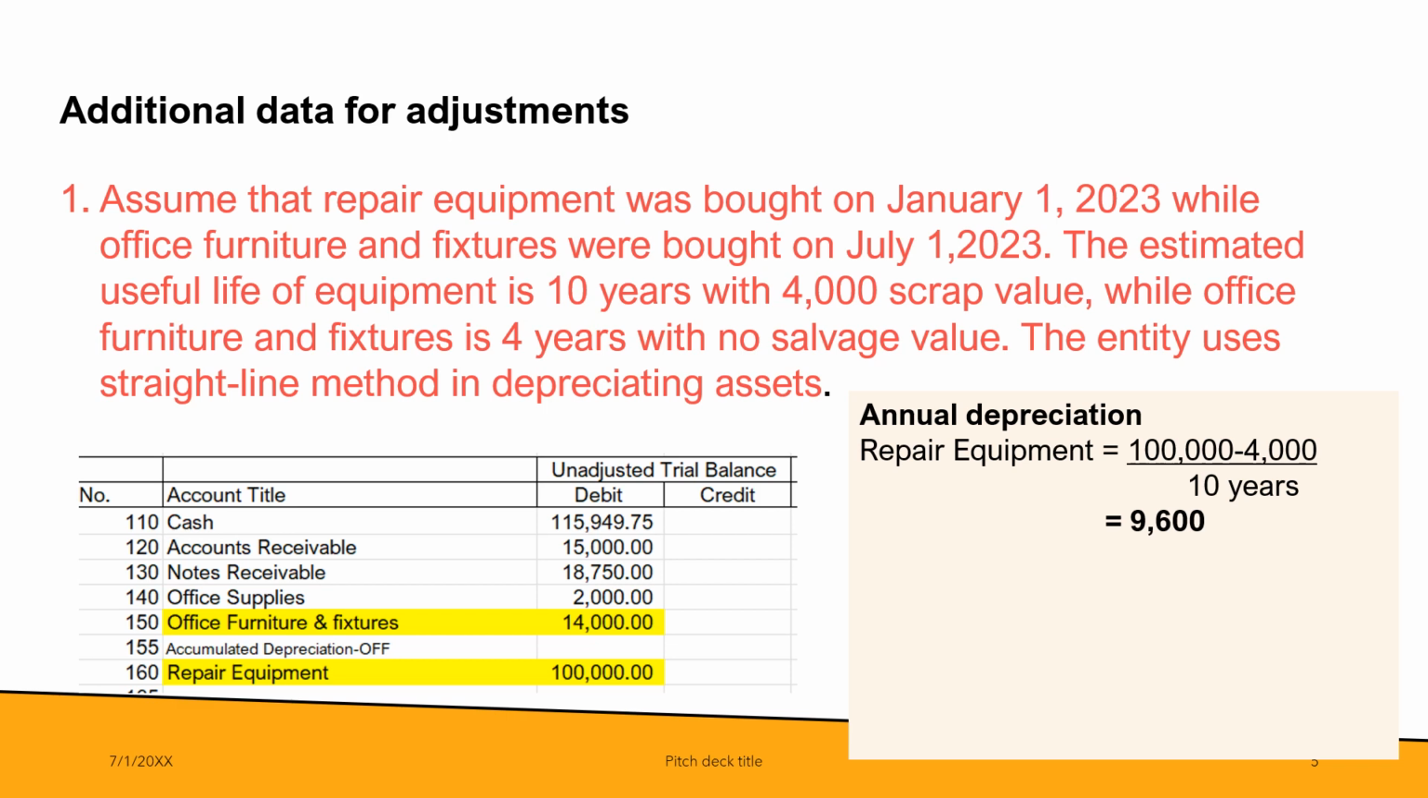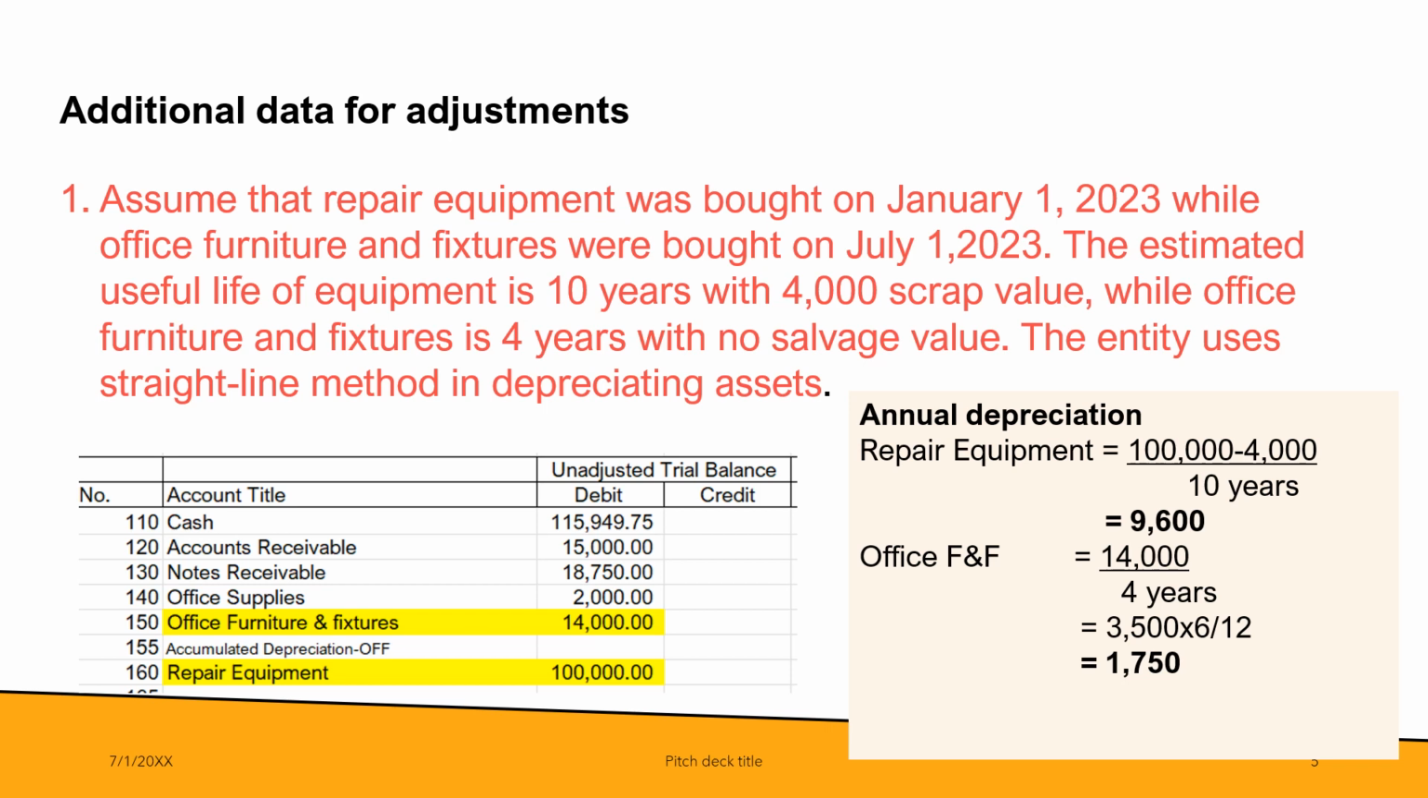And that is 100,000, which is based on the unadjusted trial balance. That is the cost minus 4,000 scrap value or residual value divided by 10 years, which is its estimated useful life. So that will give you 9,600 annual depreciation. How about the other one, which is the office furniture and fixtures? Based on our unadjusted trial balance, the cost is 14,000. And since there's no scrap value or residual value, that's still 14,000 divided by 4 years. So your annual depreciation for office furniture and fixtures is 3,500.